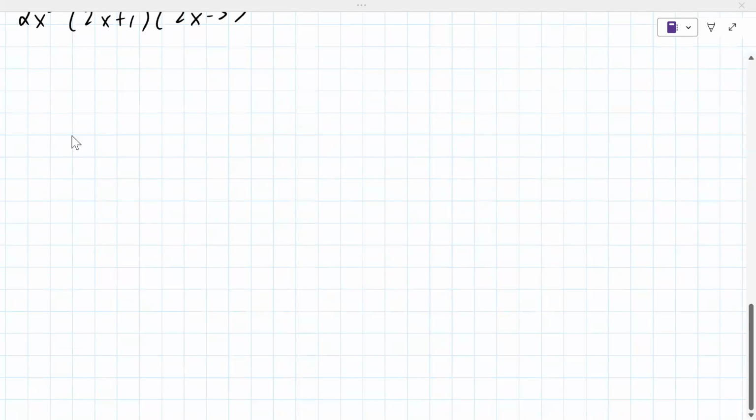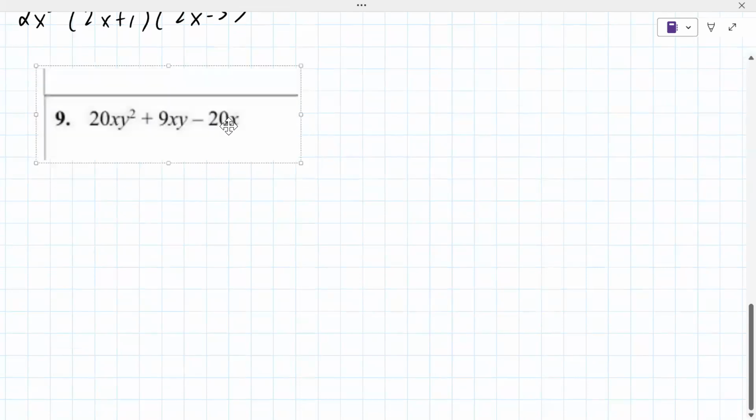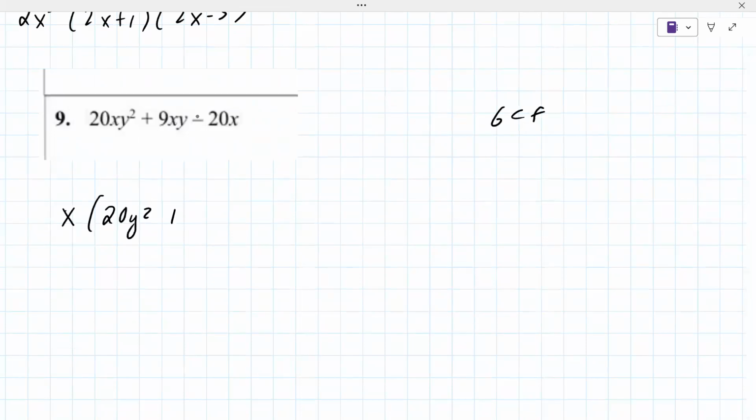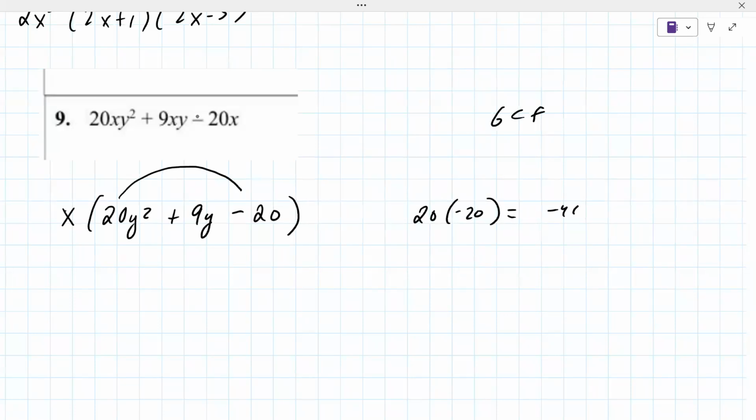All right, so we're looking for the GCF again. Is there a number that goes into all three besides one? No. But they all have an X, so you can factor the X out. 20y squared plus 9y minus 20. Now this one's kind of horrible. You'd have to multiply these. 20 times negative 20 gives you negative 400. Now you're looking for two numbers that multiply to negative 400 but add to 9.